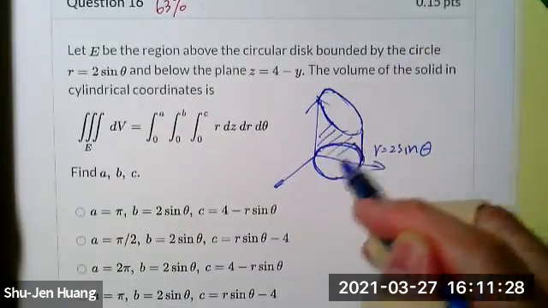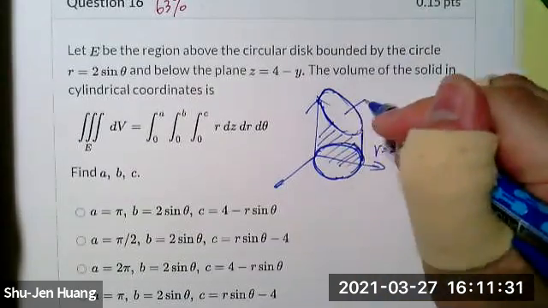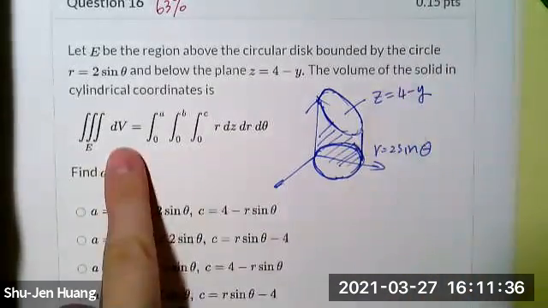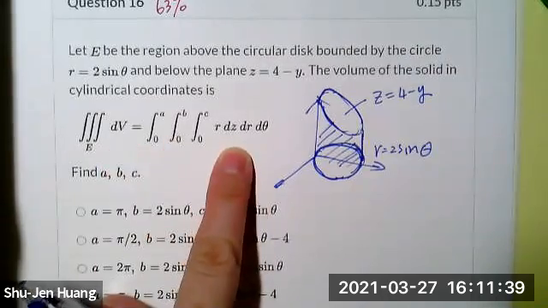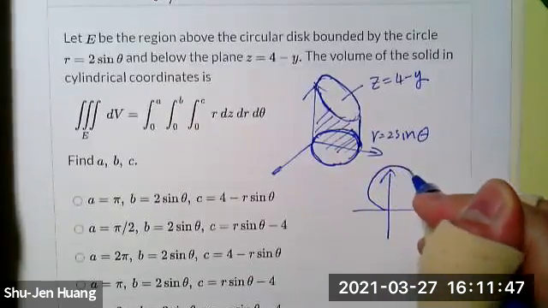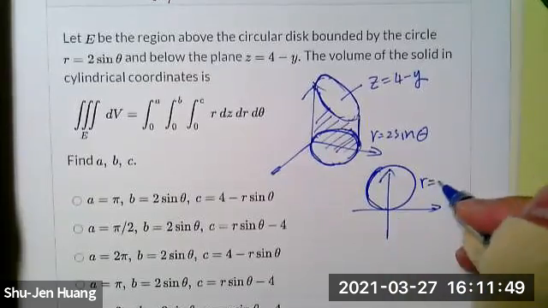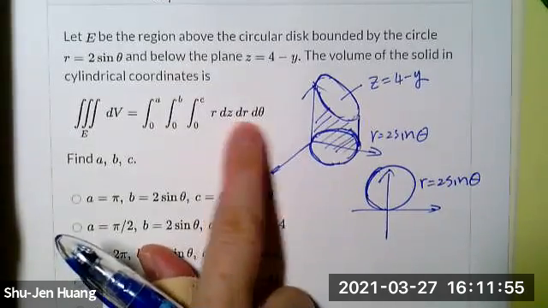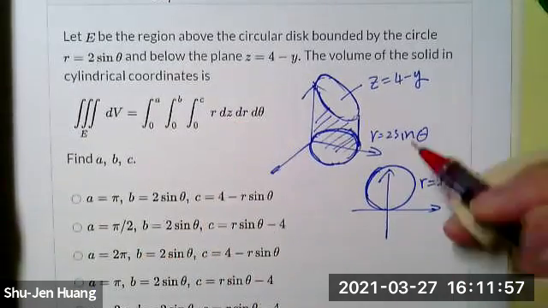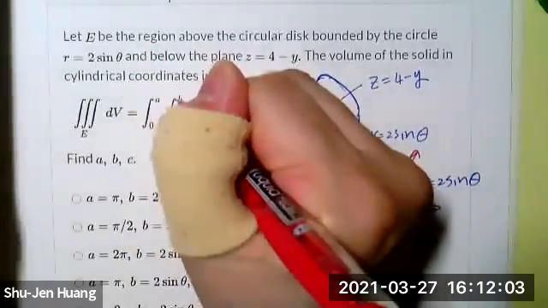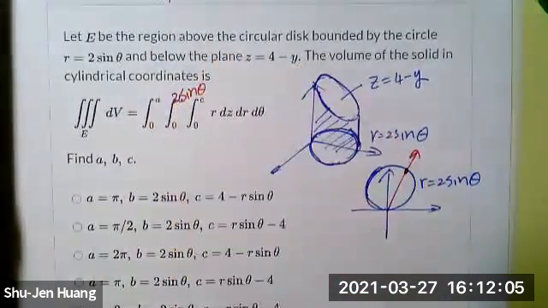So this is the region E. The top is the plane z equals 4 minus y. And the volume can be written in this way in cylindrical coordinates. Now when we project the whole thing onto the xy plane, it's just a circle, r equals 2 sine theta. Therefore, to find the bounds for r and theta, r is from 0 until it touches the circle, r equals 2 sine theta. So b equals 2 sine theta here.